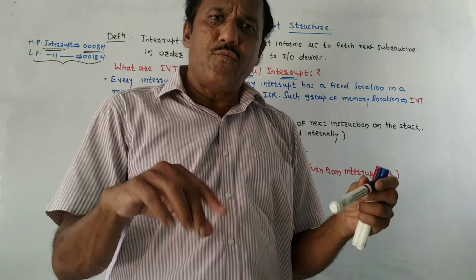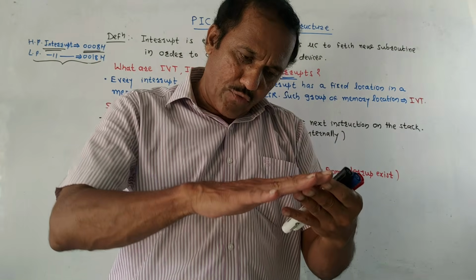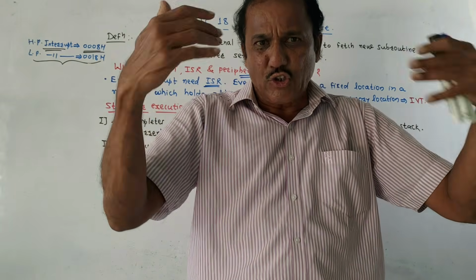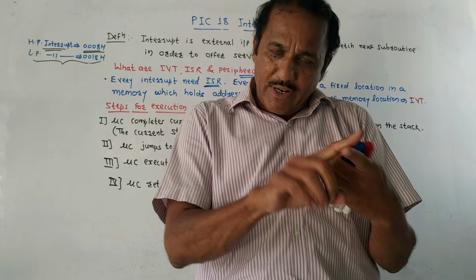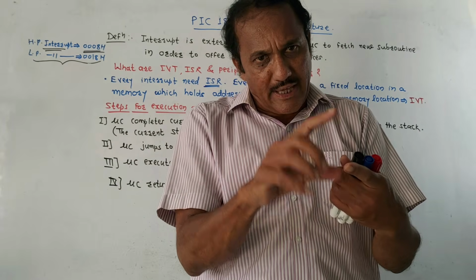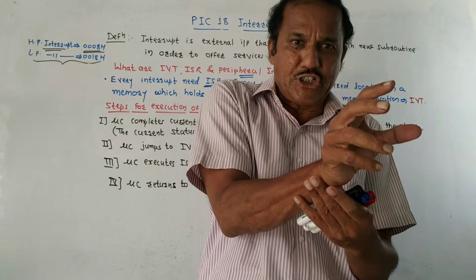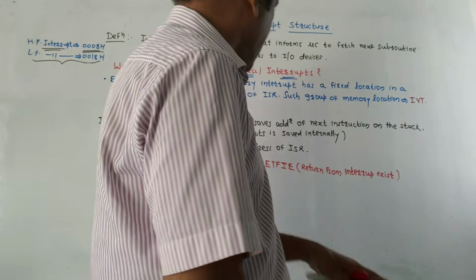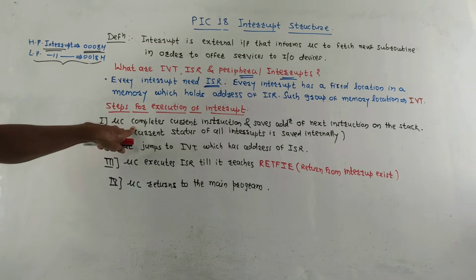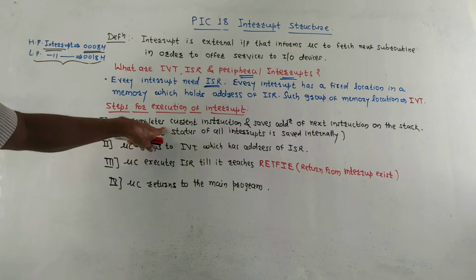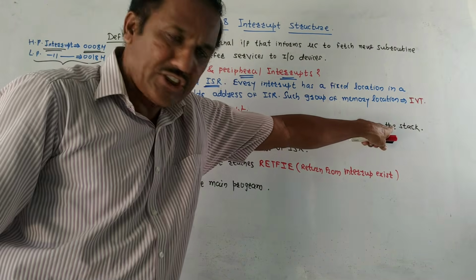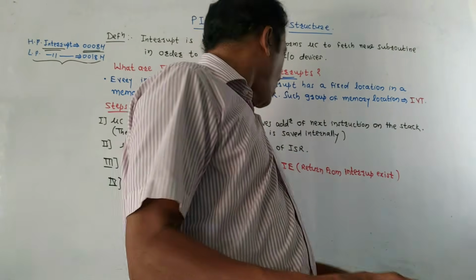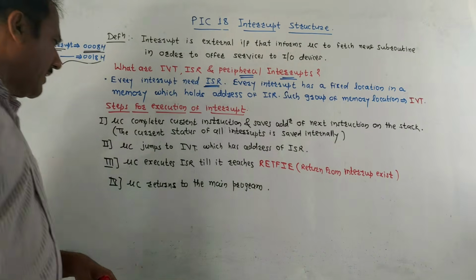It is similar to that of 8051 microcontroller. जैसे देखो, whenever interrupt occurs, microcontroller is performing some task. It is executing some program. So, whenever an interrupt occurs, microcontroller executes the present or current instruction and it saves the address of next instruction in the stack. The current status of all interrupts is already saved internally in the microcontroller.